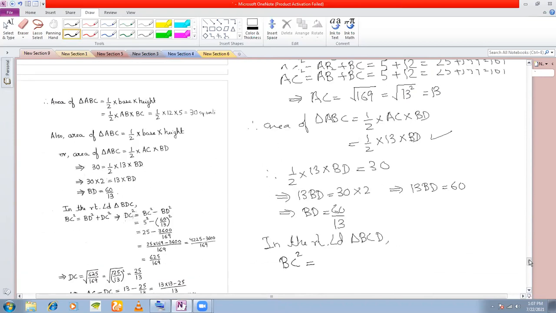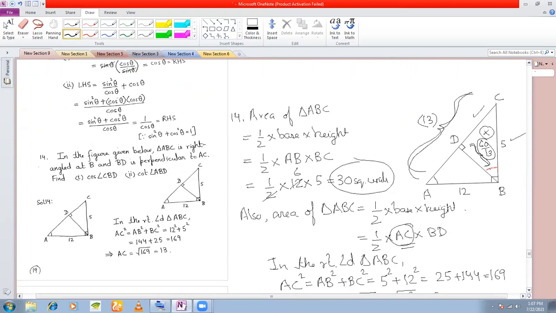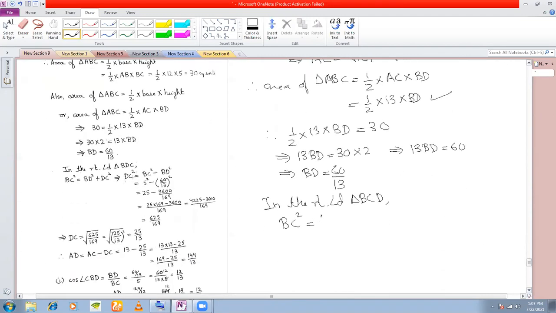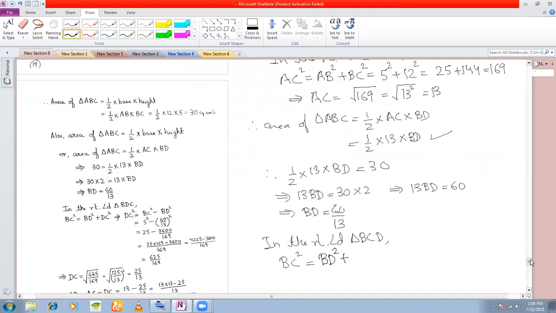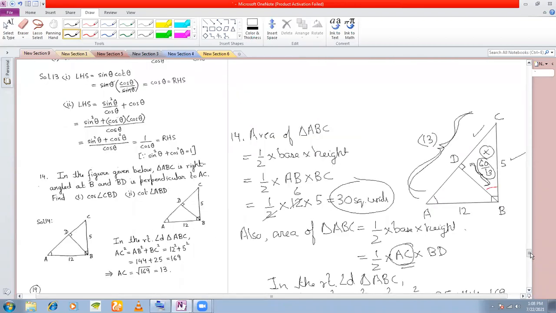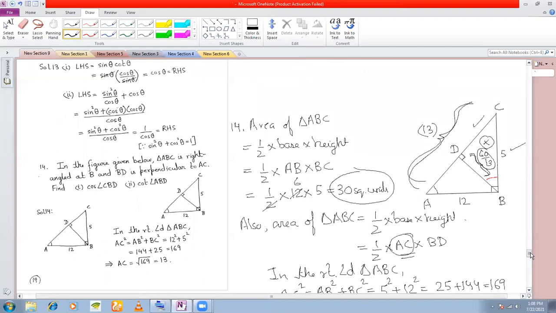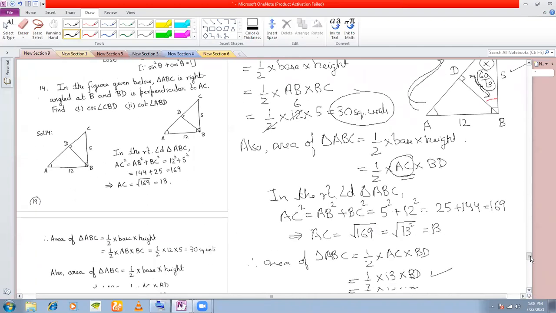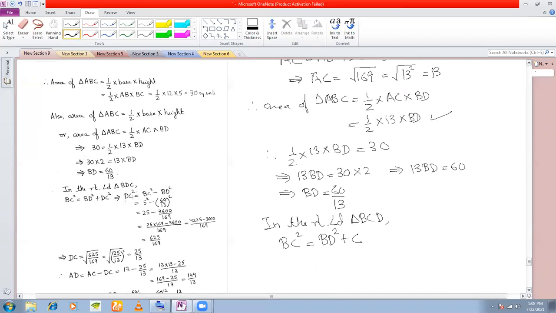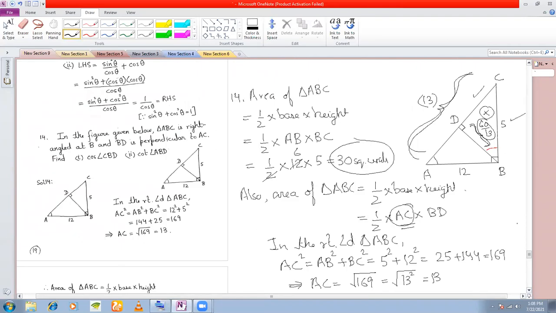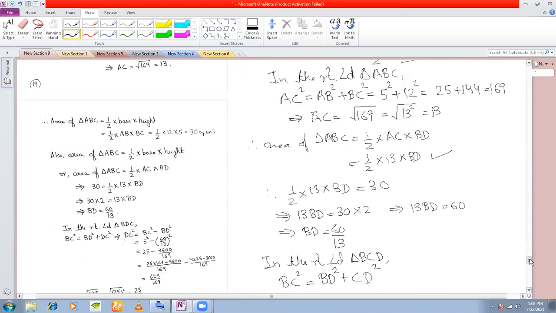is equal to, which one is my base? See the red marked angle here. Which one should I take the base here? I should take the base as BD, right? You can take any one while applying Pythagoras theorem actually. It's only in trigonometry that you have to see which one is the base, which one is the perpendicular. Anyway, we have taken the perpendicular as CD and base as BD. So this is CD square, perpendicular square plus base square. And we have to find out the length of CD, right? So let's find out CD.